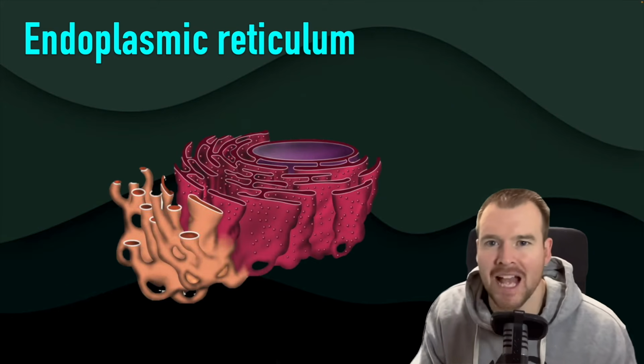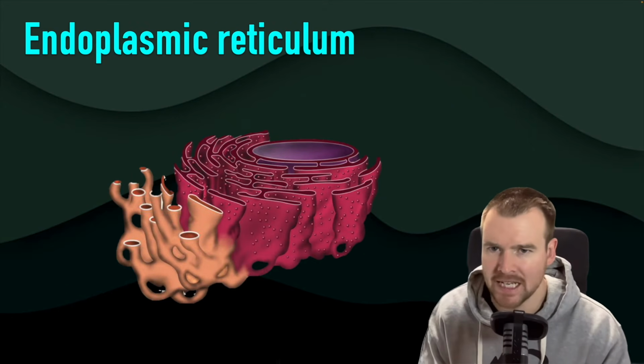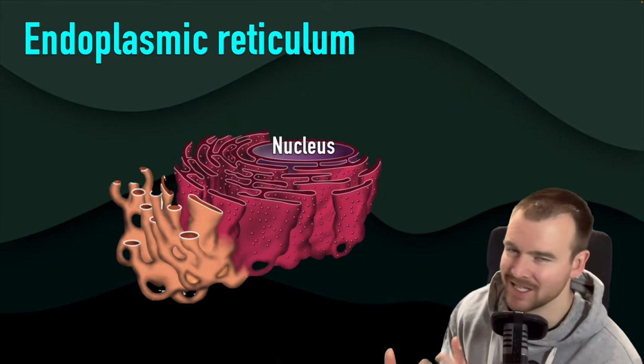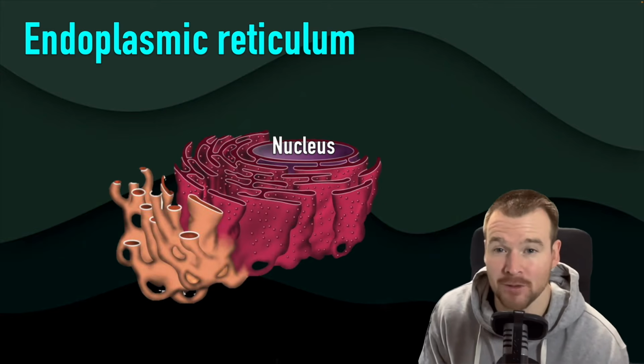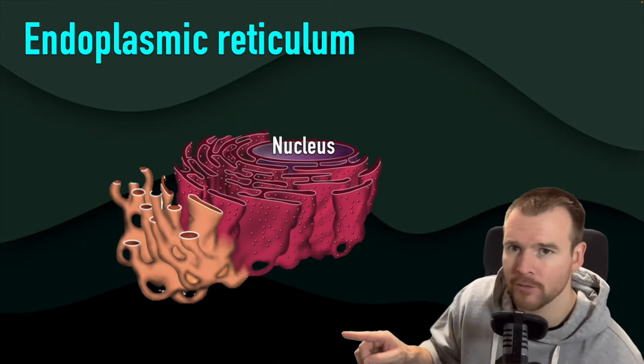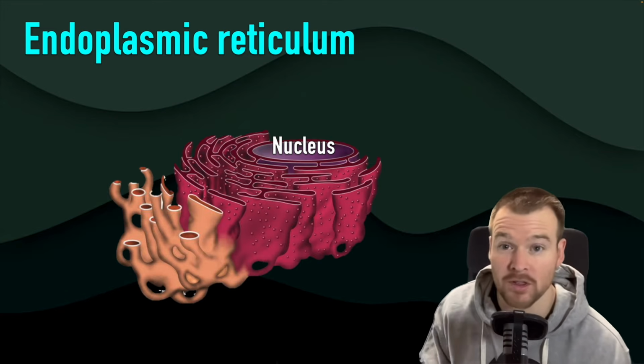Next is the endoplasmic reticulum. So this is kind of wrapped around the nucleus. Actually, there's a bit of a hole there. That's where the nucleus would be, but this image is focusing on the endoplasmic reticulum. And this kind of squiggly stuff around it, some of it you can see is kind of rough with dots, and some of it is more smooth. And there are two parts here.